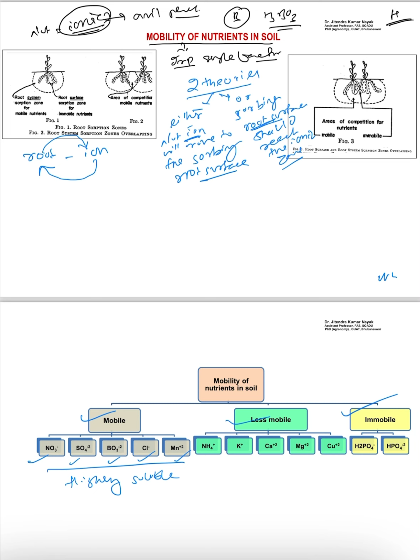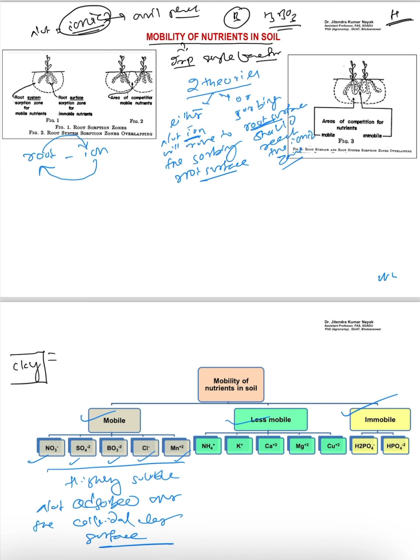These ions are highly soluble in nature, but these ions are not adsorbed over the colloidal clay surface. Mostly, as you know, suppose this is the clay particle, and the surface of these clay particles contains mostly negative charges. So as these are negative, whatever nutrient ions are negative, there will be repulsion. Mostly there will be repulsion.